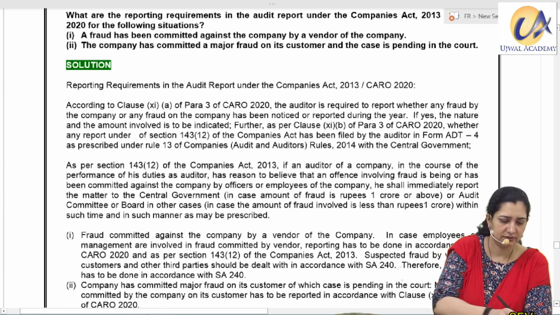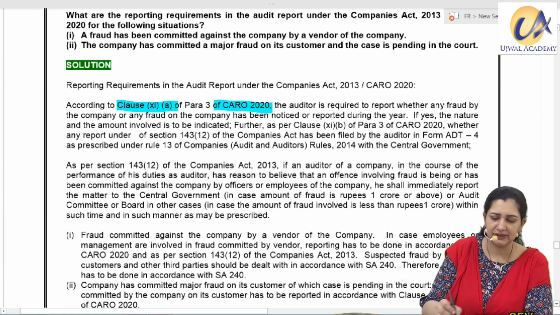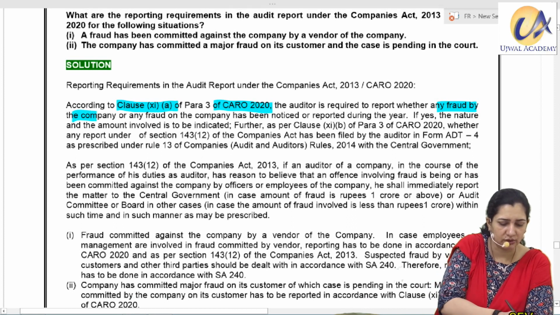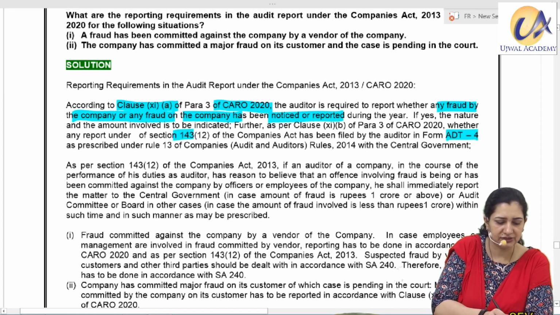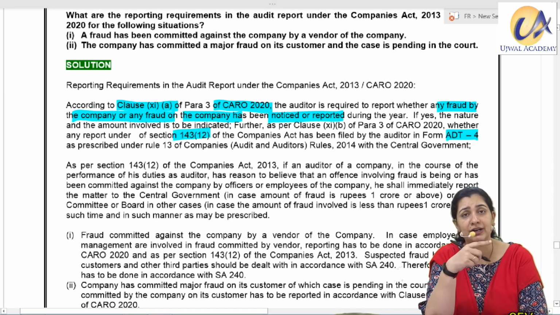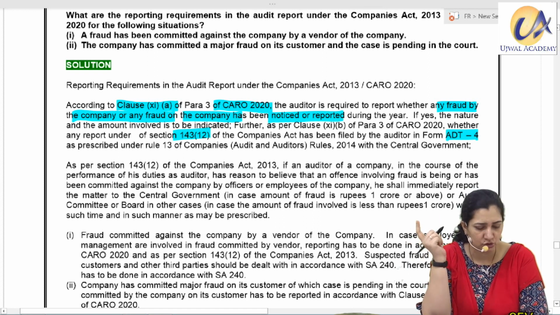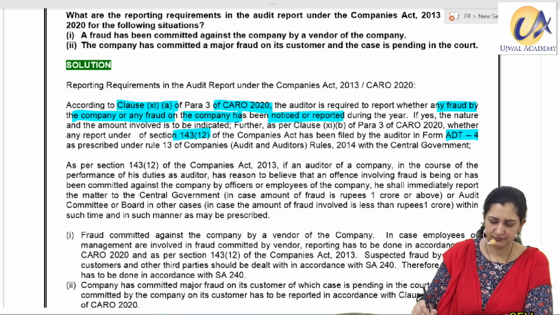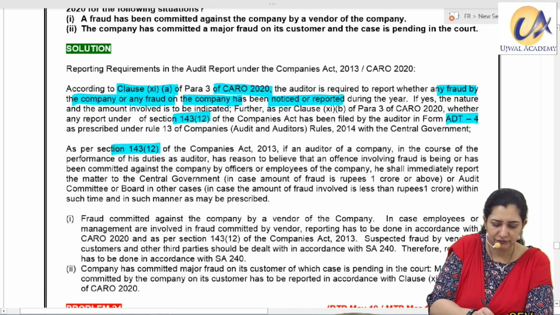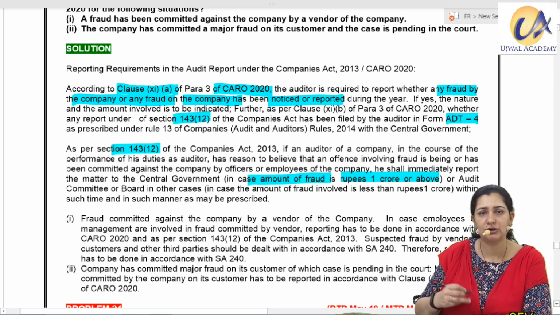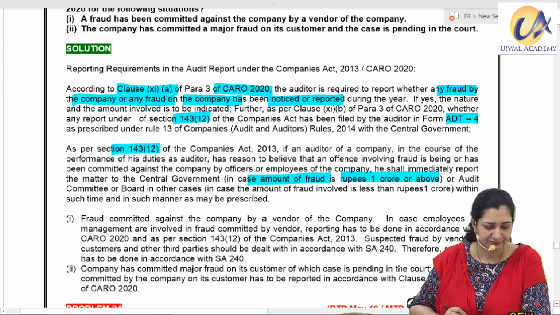Clause 11 of CARO 2020. See whether fraud by the company or fraud on the company has been reported. Also you have to mention about 143(12). Under the same, CARO says that if under 143(12) ADT 4 reporting had to go to CG, whether it has gone. And we know when does 143(12) tell us to go to CG? When the fraud amount is 1 crore and above.